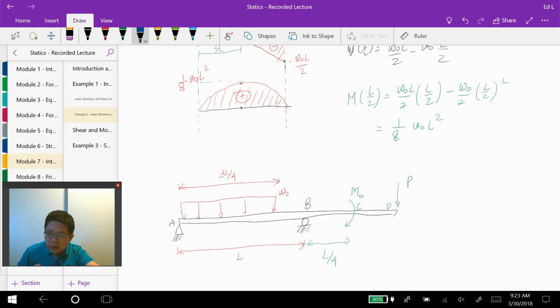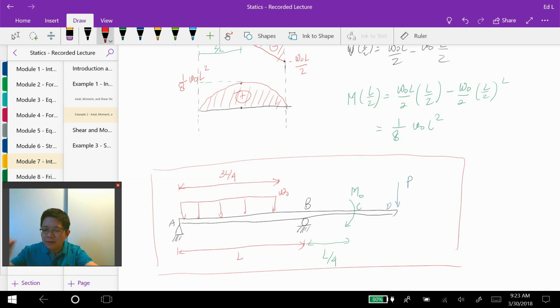So for your exercise, how many ranges are there in these structures? Again, please remember that the way we figure out how many ranges there are is based on the consistency of the structures, in terms of whether a reaction support or applied external load exists in the structure or not.